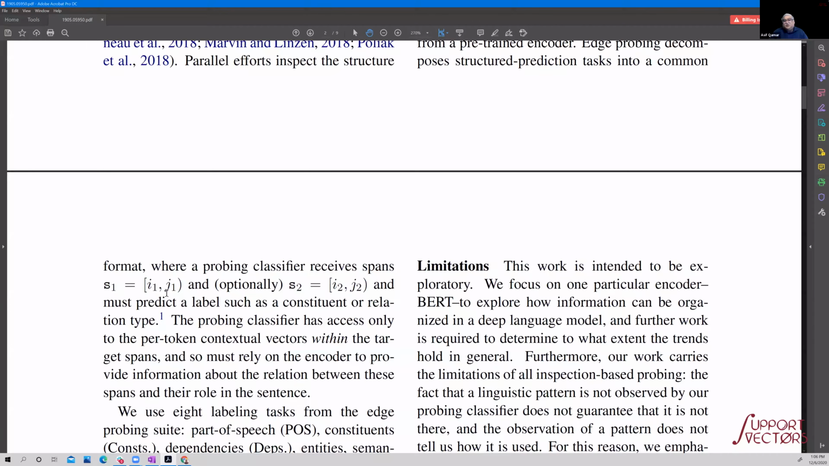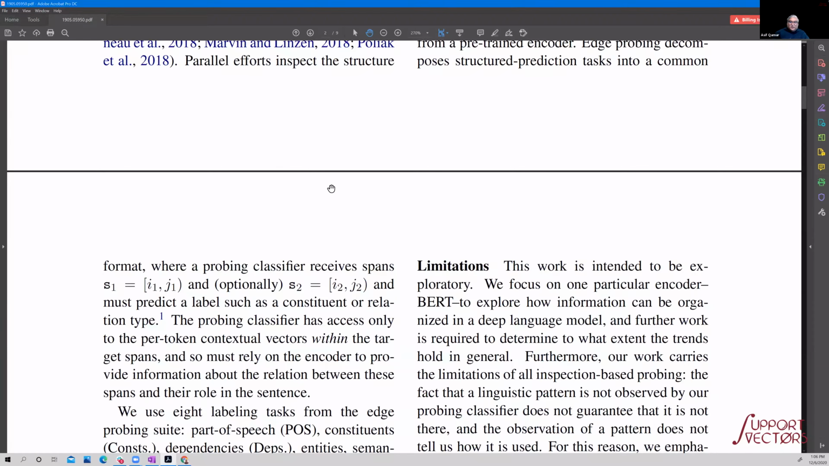BERT, of course, takes two sentences typically, if you remember. But they do here also something like that. You can take two different spans and must predict a label such as a constituent or relation type. So you must associate a label to a span of the words. Oh, by the way, here the span is not necessarily the sentence. I take that back. It could be just any combination of 2-3 words or a single word. The probing classifier has access only to the per token contextual vectors within the target span.